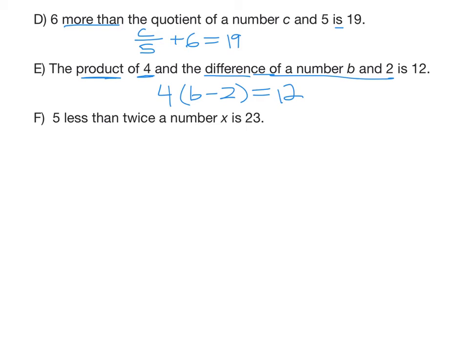In example F, here we have this less than again. 5 less than twice a number x is 23. Now if I want to have twice a number, think about it. Twice 5 is 10. I'm multiplying by 2. So 2x, and it's 5 less than that. I'm taking away 5 is 23.